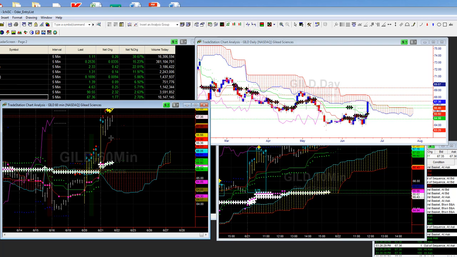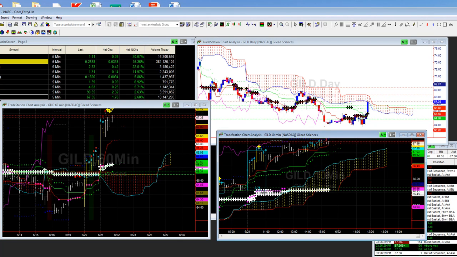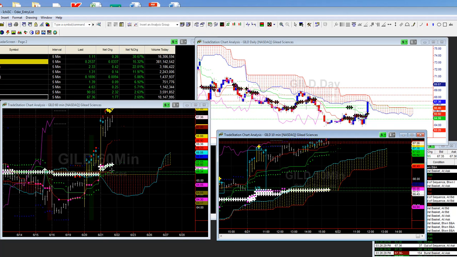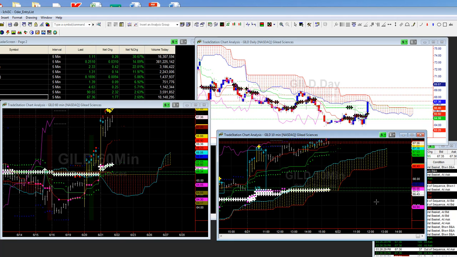So those crosses are holding. Not seeing much move up yet, but again, if you're day trading this, I mean, you made money. This is a nice profitable trade here.